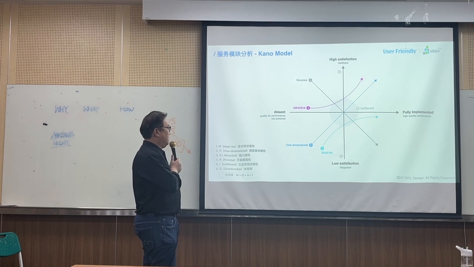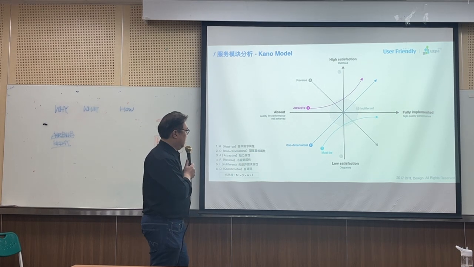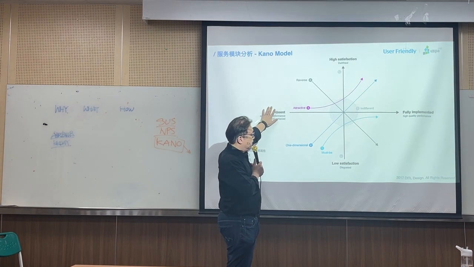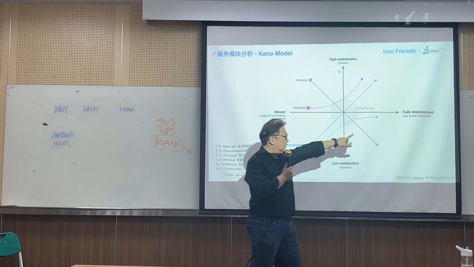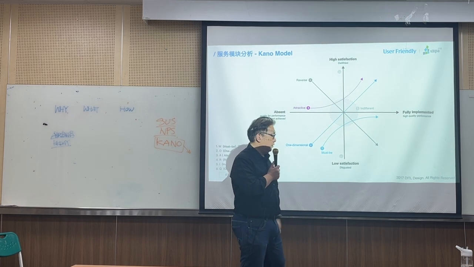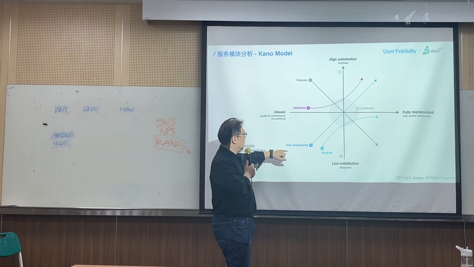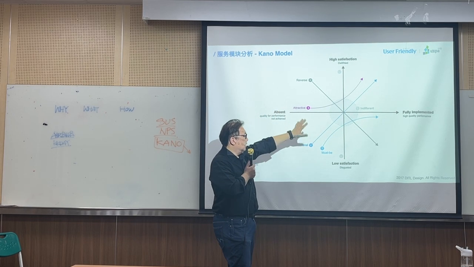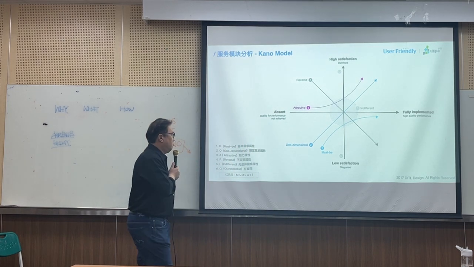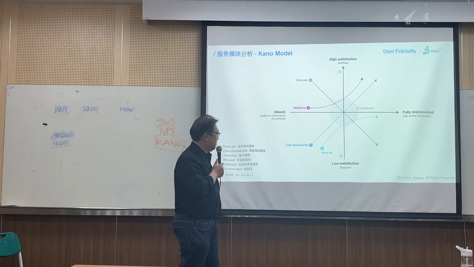So it talks about two things. One is, if I have a function, when I don't have the function, how do you feel? If I have fully implemented the function, how do you feel? And the y-axis is about whether I'm not very satisfied or I'm highly satisfied. So that's this diagram. And right here, there are several categories. I'm going to talk about this gradually.